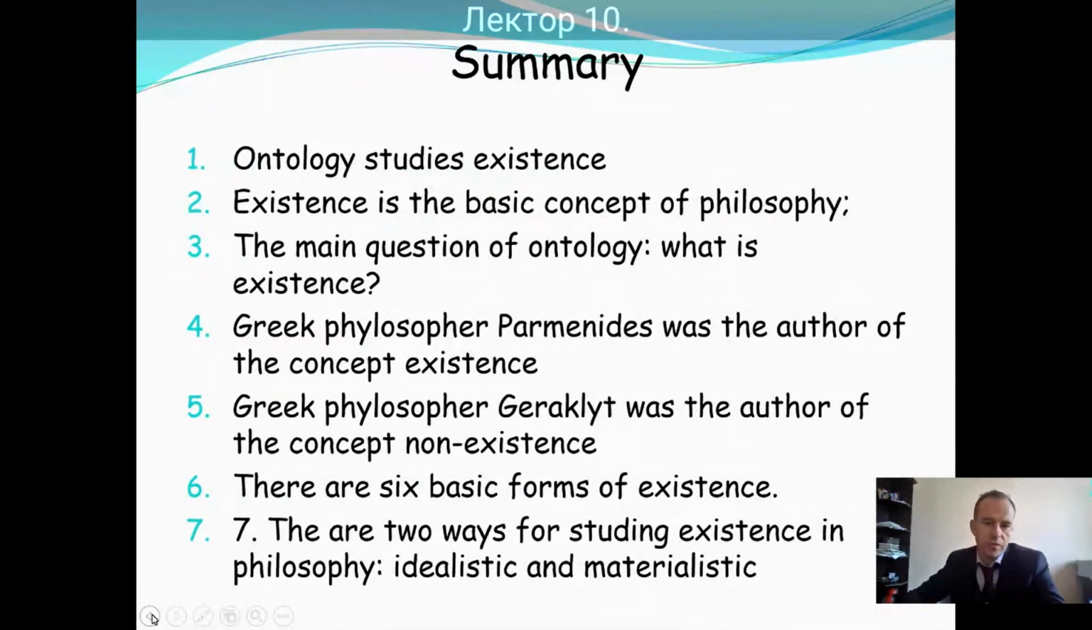Okay, there are two ways of studying existence in philosophy. The first one is idealistic, and the second one is materialistic. Idealists use a concept of substance if they want to describe existence, and materialists use the concept of substrate if they want to describe existence. The first philosophers who did it were philosophers of the Miletian school. This school was created by an ancient Greek philosopher Thales, and the main object and subject of this school was the problem of the beginning of life.